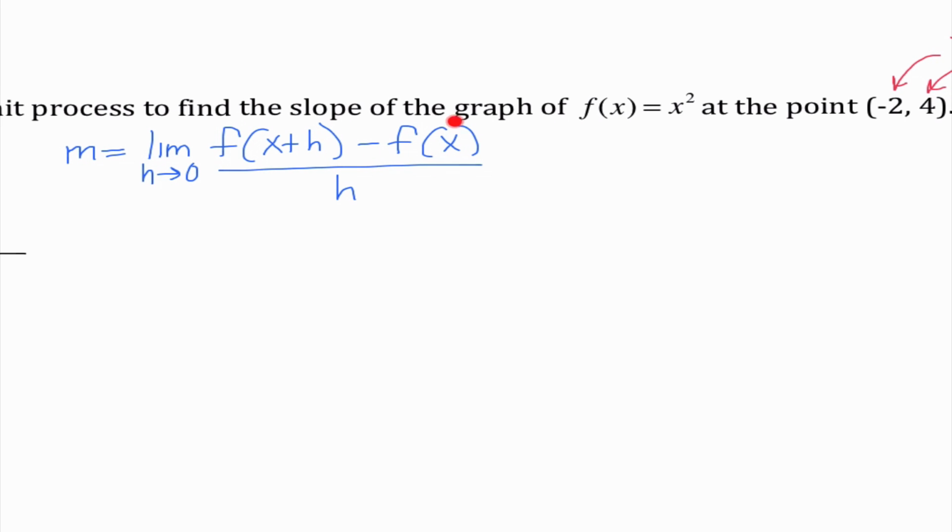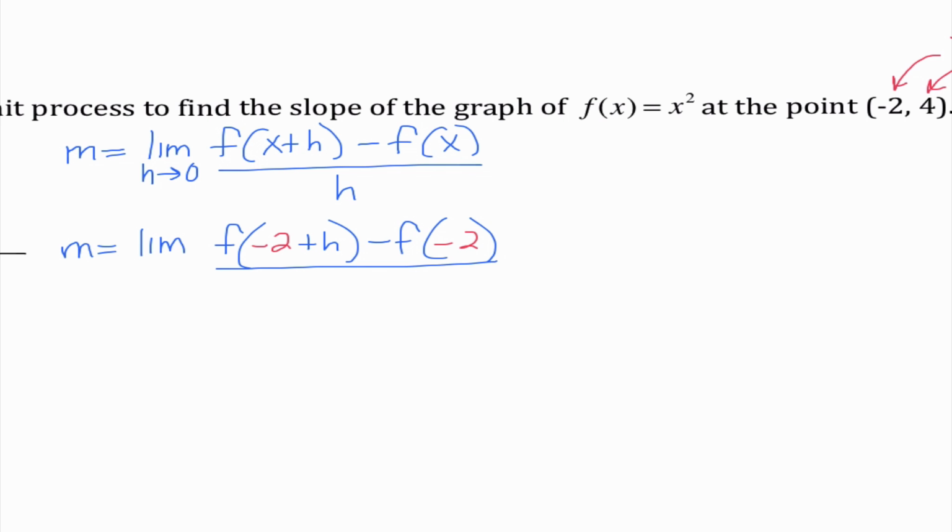So looking at this, okay, this is where we're always going to start. And what makes this problem unique is that it's not asking us, what's the formula for slope for everything? We only care what is the slope at this point. So I actually know an x value. So I'm going to go ahead and say m equals the limit of f of -2 plus h minus f of -2 over h as h approaches 0.